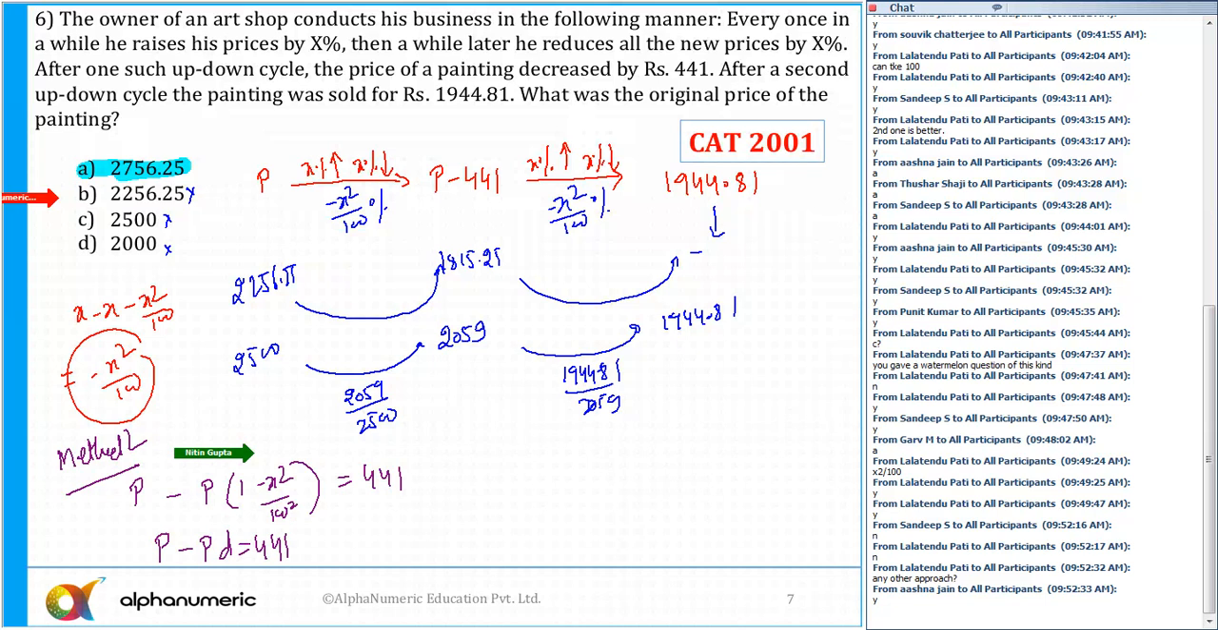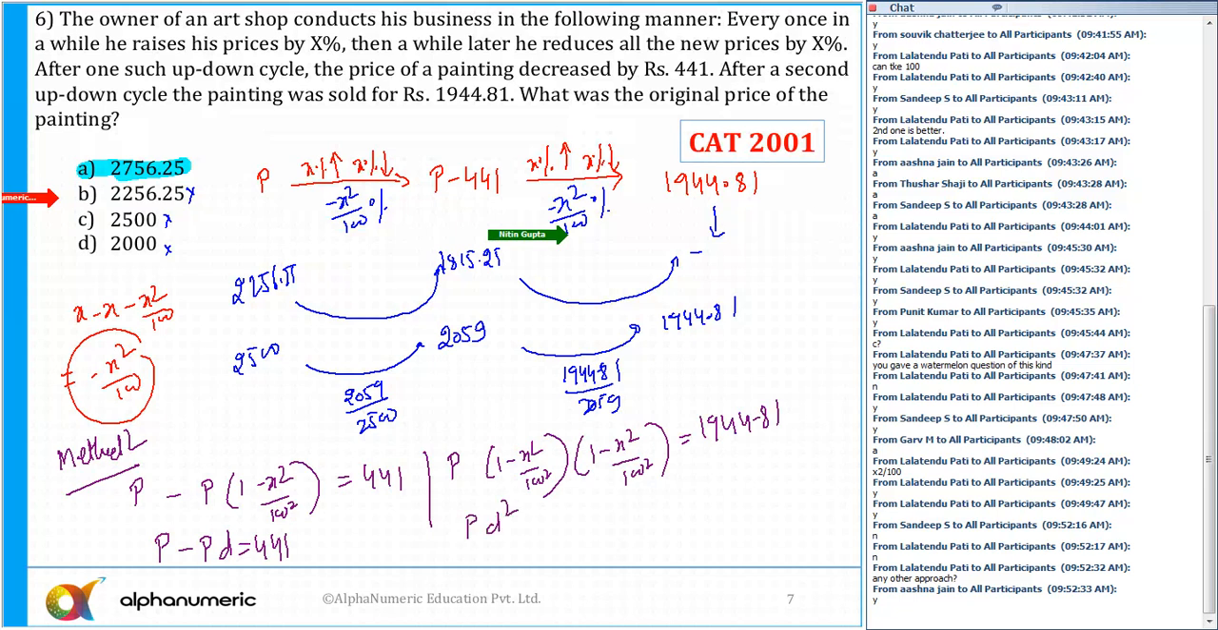Now, similarly, after the second cycle, we know the original price is P into 1 minus X square by 100 square. In the first cycle, the price has become this one. Then again, there is a decrease, so into again 1 minus X square by 100 square. And this price is equal to 1944.81. So I can say this is PD square, and it is equal to 1944.81. So we have PD square equal to 1944.81 and P minus PD equal to 441.